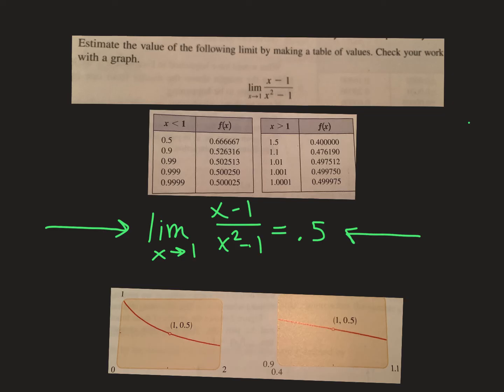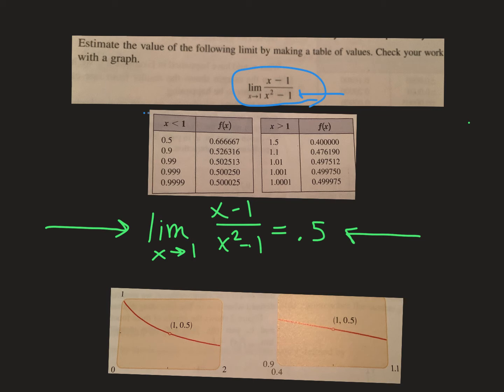Okay, it says estimate the value of the following limit by making a table of values. Check your work with the graph. Okay, so here's our function. It says limit as x approaches 1. Now notice, you can't actually plug in 1 because it would make your denominator 0, which is why we don't ever use x equals that number. So I'm going to approach it from both sides.